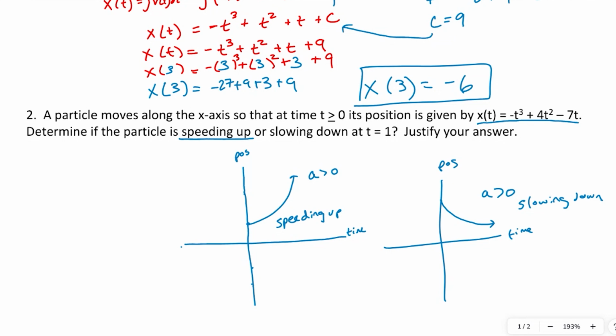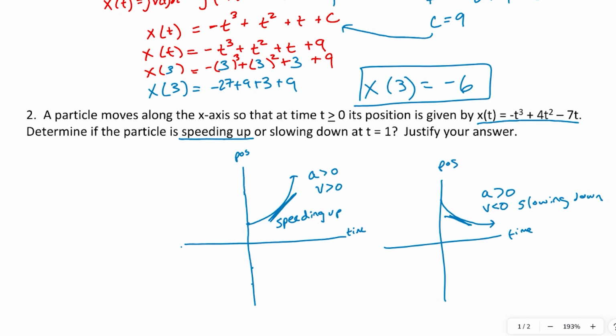One has a positive velocity, one has a negative velocity. Here, the slope is positive. So we have a positive velocity. Whereas on that second graph, we have a negative velocity. So, if your position is positive here, if you've got one of these two graphs, you'll be speeding up if both the acceleration and the velocity are positive. However, if they have different signs, then you'll be slowing down.